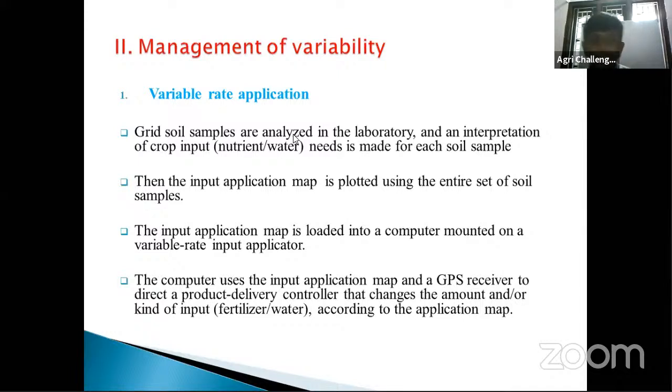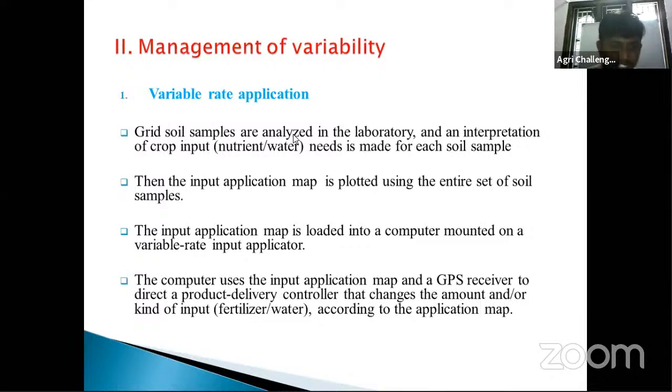Then the input application map is loaded into a computer mounted on a variable rate input applicator. There is an applicator, a machine or vehicle, and whatever computer is there, we will feed this data into it and link it to the GPS system. This variable rate technology is going to manage the variability based on that stress map or applicator map.